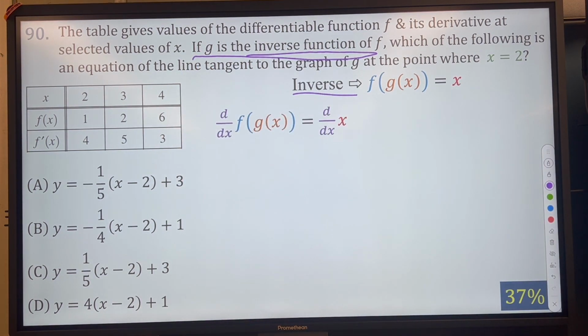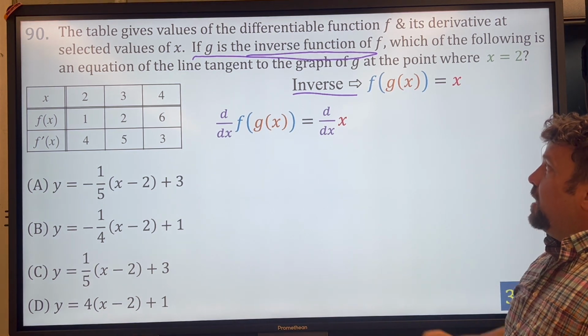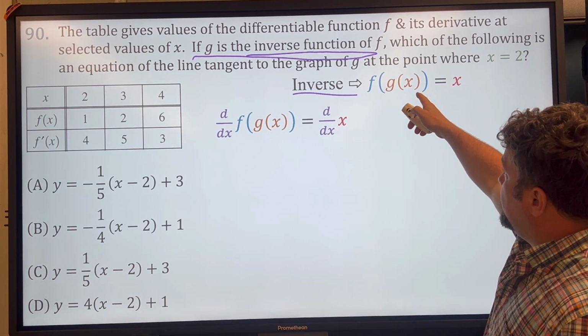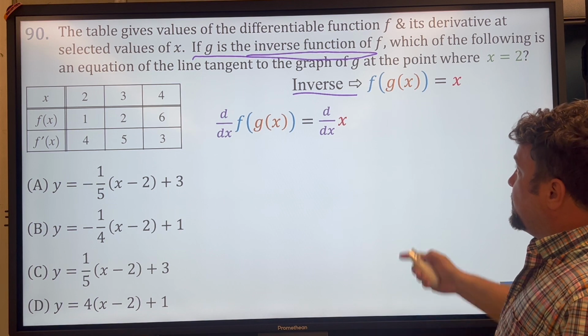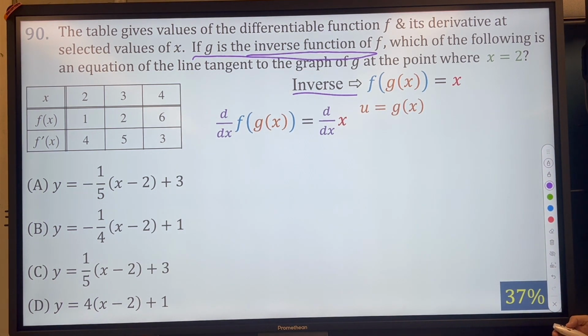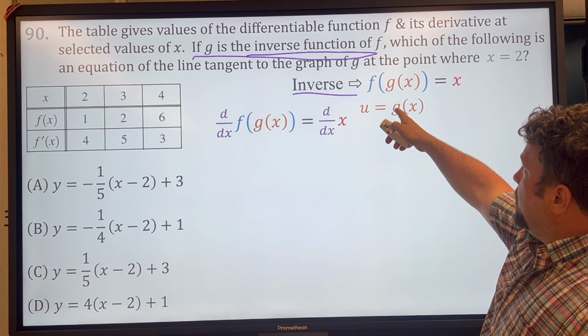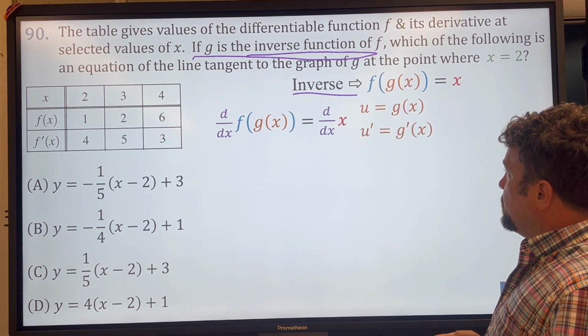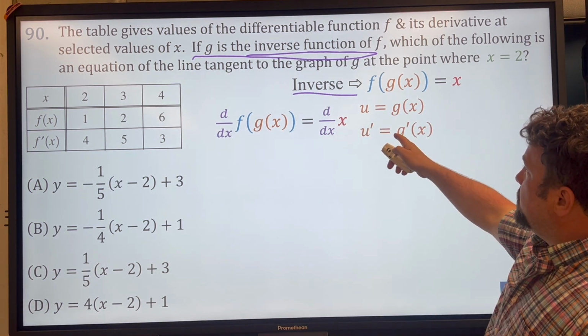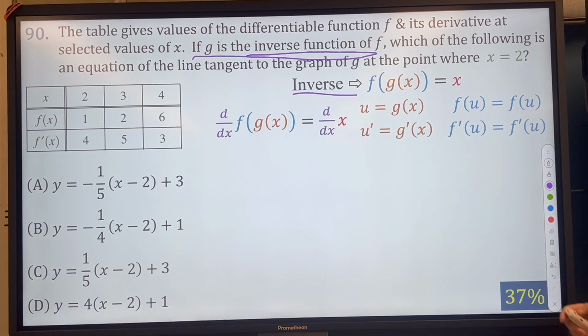So when I derive f of g of x, this is a simple chain rule type problem. I am deriving x because the inverse equals f of g of x equals x. The derivative of x is very simple, it is 1. But what we can do here is u equals g of x, f of u, prime is g prime, f of u is f of u, f prime u is f prime.